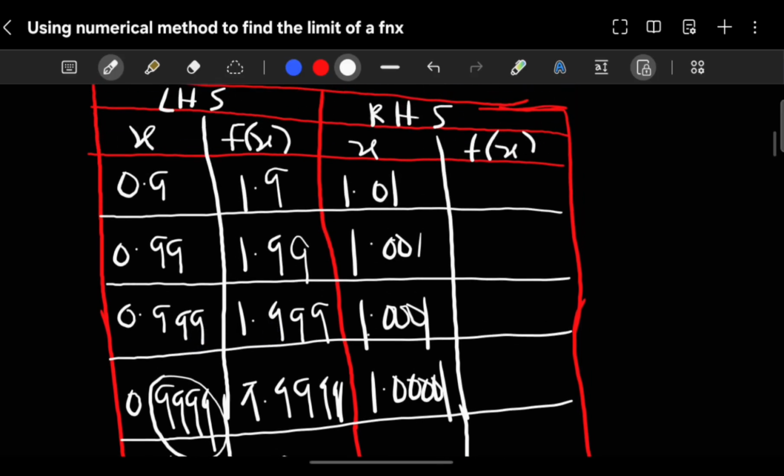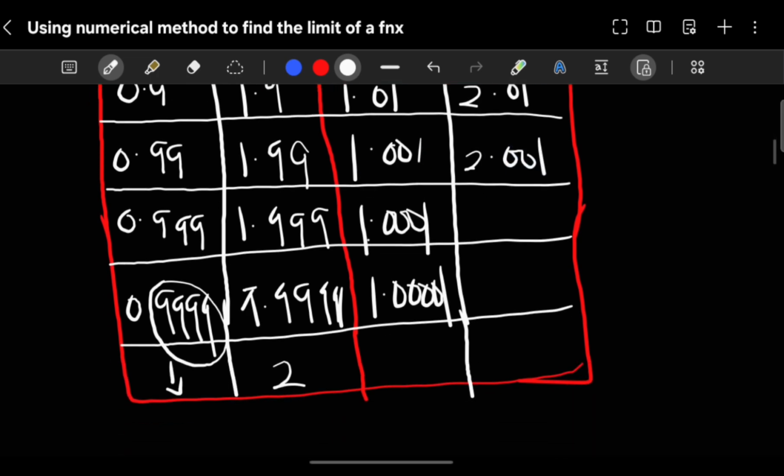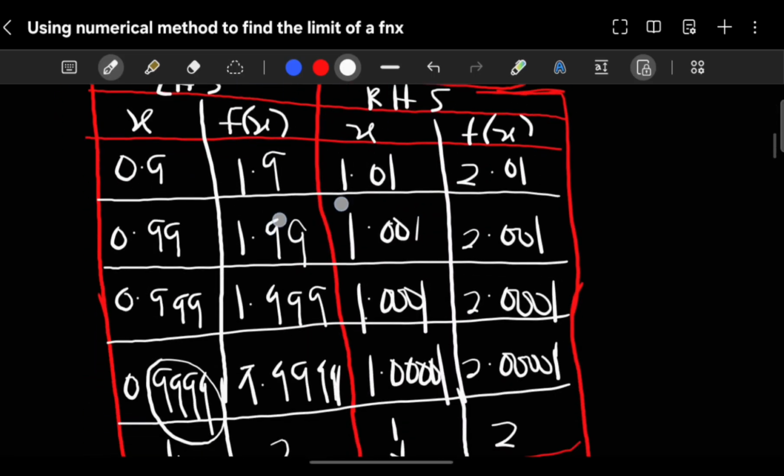Then when we do the same input for the right hand side, 1.01 is going to give us 2.01. 1.001 is going to give us 2.001. 1.0001 is going to give us 2.0001. 1.00001 is going to give us 2.00001. What does this communicate? That the more x approaches 1 from the right hand side, the function also approaches 2. I hope that is clear.